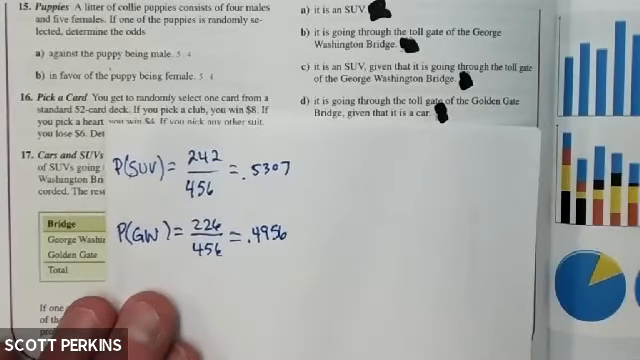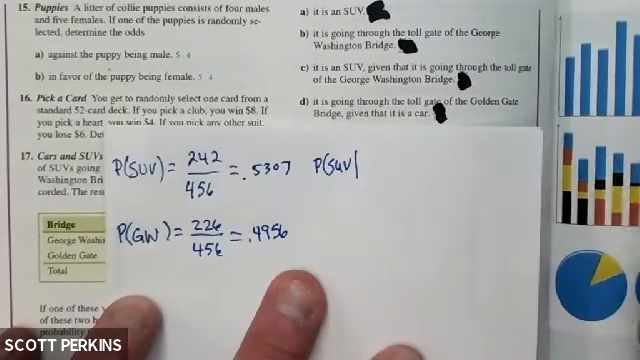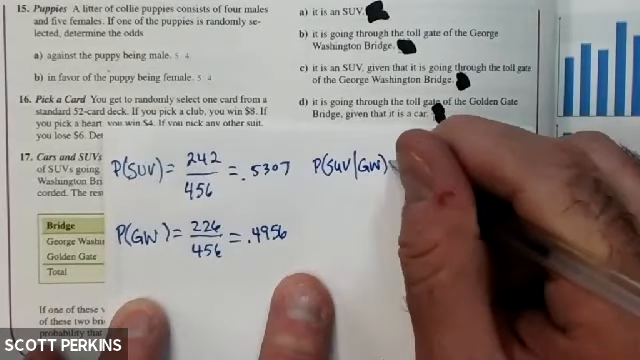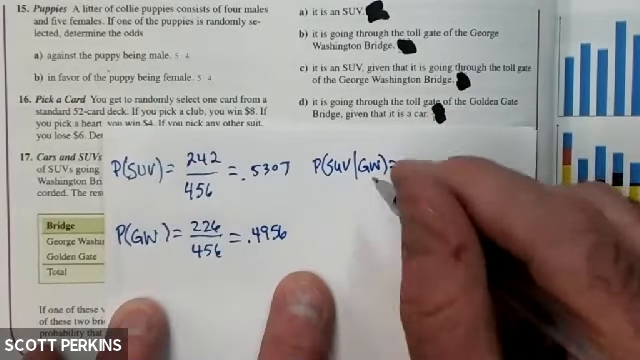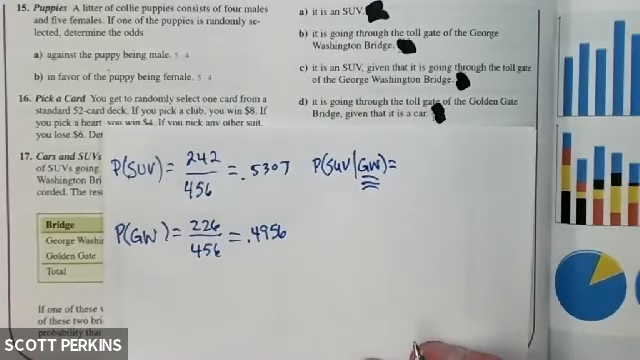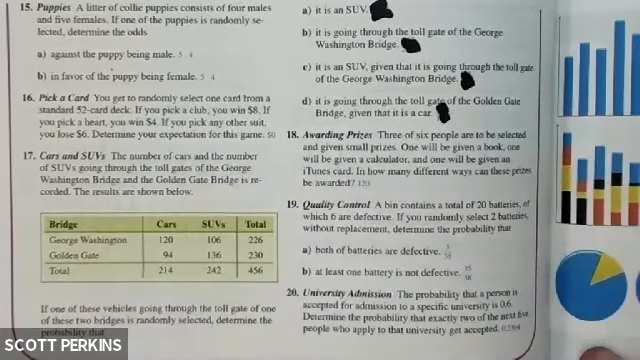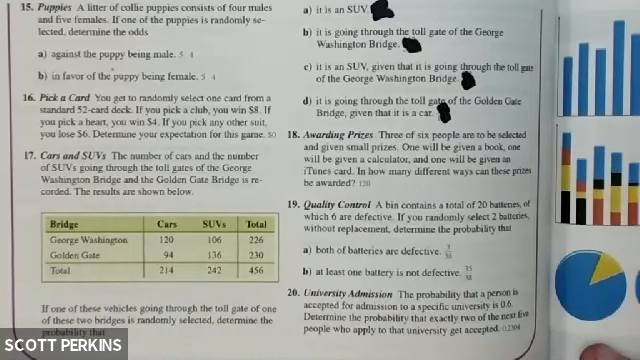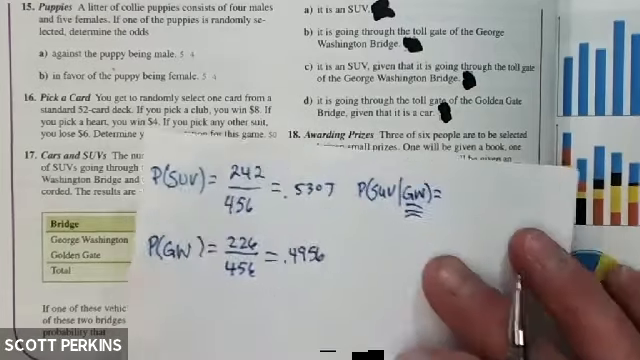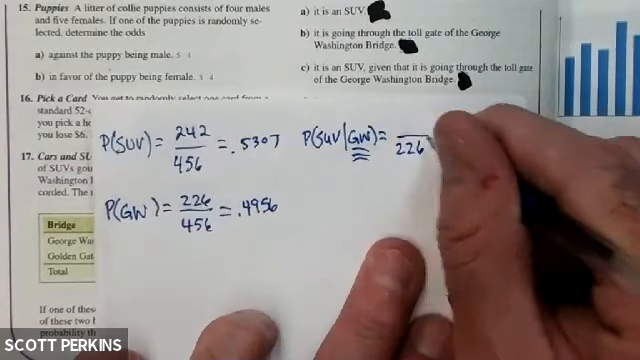The next problem says, what's the probability that it's an SUV, but this time we've got some given information, given that it went through the George Washington Bridge. Remember, when we do conditional probability, the condition becomes our new total number of outcomes. I've just covered up the table because my piece of paper is rather large, so I'm going to uncover it. According to the table, my given information, how many vehicles went through the George Washington Bridge? 226. So that 226 becomes the denominator of my fraction. I'm only looking at that.